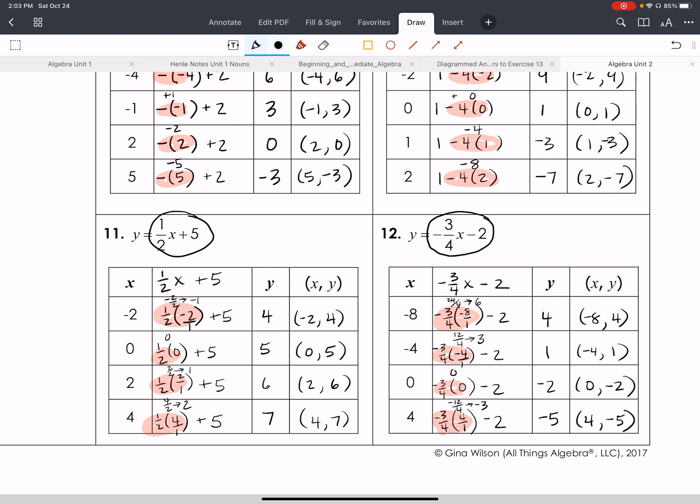So we're going to be generating these tables, and then we're going to be using them eventually to graph our functions so that we can see visually what a function rule looks like on a graph by generating these point values for our tables.